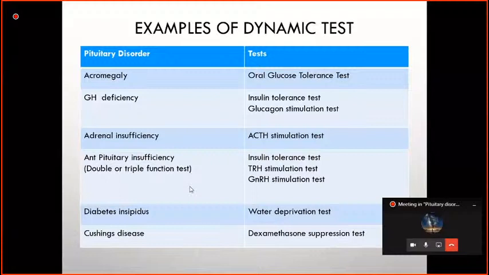Cushing's disease, dexamethasone suppression test. At least you need to understand the principle of this test. You don't have to understand in great detail how to do this test. You just need to understand the principle of it. I will bring you to the specific test when we talk about the disorder. At your level, you don't have to know all the tests. Only when we talk about the disorder, then you need to understand the basic principle of the test.